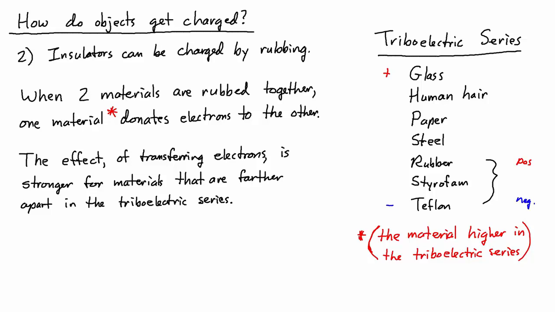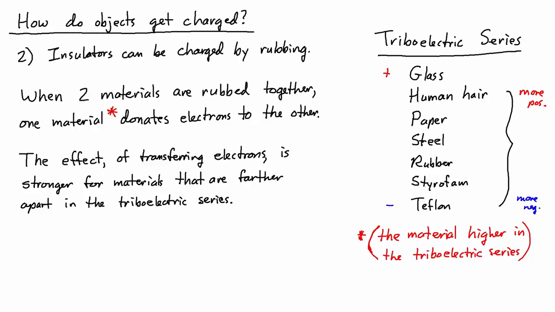If we were to instead choose human hair and Teflon, then the effect would be much stronger. The Teflon would still become more negative, but the human hair would actually become much more positive for the same amount of rubbing as the rubber would have been if we had the rubber rubbed against the Teflon.